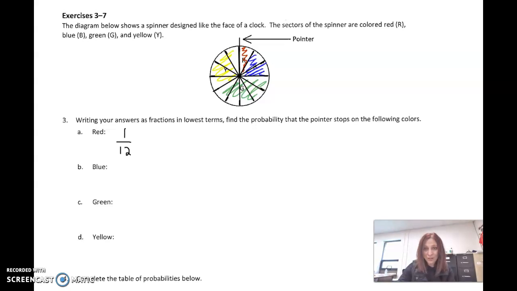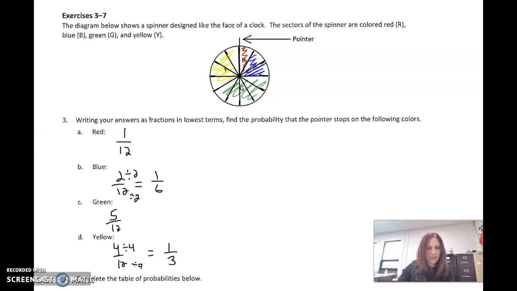Blue, how many do we have there? 1, 2. There's 2 out of 12. Now it does want it in lowest terms, so I'm going to divide top and bottom by 2. And I get 1/6. Green, there's 1, 2, 3, 4, 5. And there's no common factors there, so we have to leave it as 5/12. Yellow, 1, 2, 3, 4. Well, 4/12. They both have a common factor of 4. If we divide it out, we get 1/3.